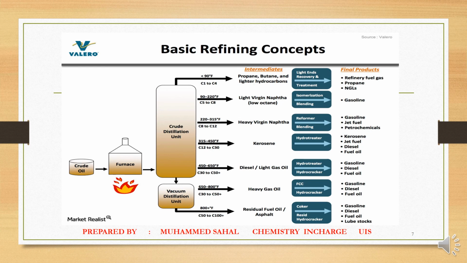Here it mentions the number of carbon atoms present in each fraction: C1 to C4, refinery fuel gas; C5 to C8, gasoline; C8 to C12, gasoline and jet fuel; C12 to C13, kerosene, used as a jet fuel; diesel; fuel oil, C30 to C50; and heavy gas oil, which also comes under gasoline, diesel and fuel oil.